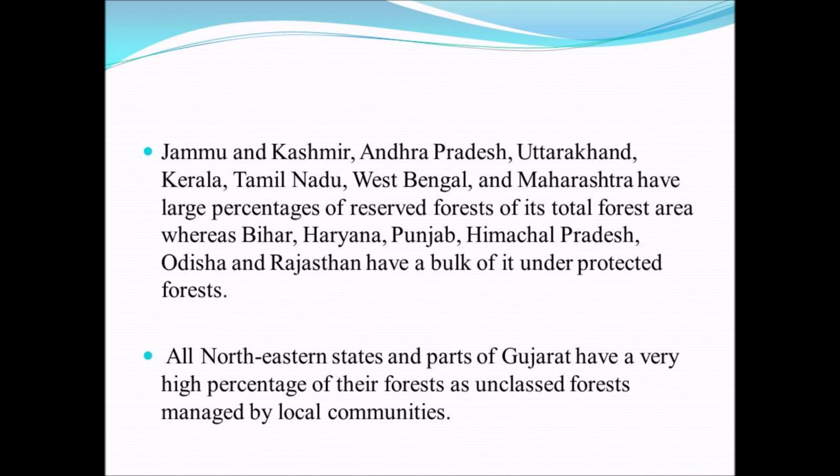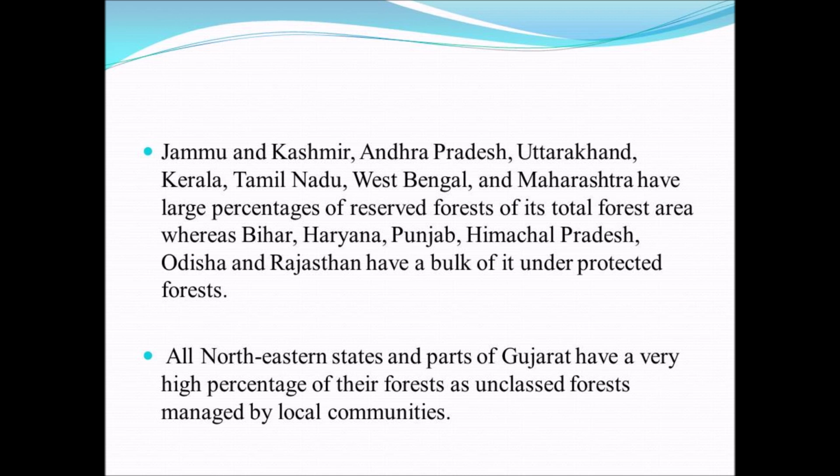Jammu and Kashmir, Andhra Pradesh, Uttarakhand, Kerala, Tamil Nadu, West Bengal and Maharashtra have larger percentages of reserved forest of its total forest area, whereas Bihar, Haryana, Punjab, Himachal Pradesh, Odisha and Rajasthan have a bulk of it under protected forest. All northeastern states and parts of Gujarat have a very high percentage of their forests as unclassed forests managed by local communities. Here we can see the classification of states having protected forest, unclassed forest or reserved forest.